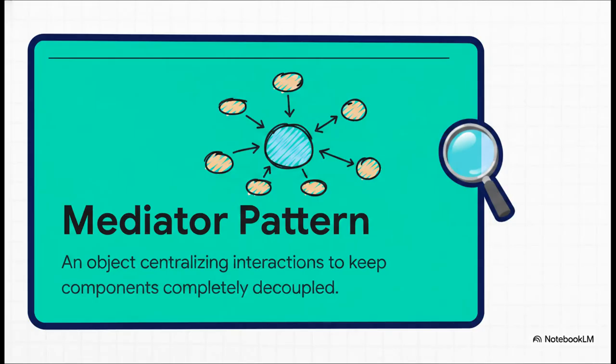And that brings us right to the formal definition. The mediator pattern is simply an object that encapsulates how a set of objects interact. By making one central coordinator the single point of contact, your components no longer need to explicitly refer to each other. They just talk to the mediator, and the mediator decides who else needs to know about it. It really is the ultimate tool for promoting loose coupling in your systems.